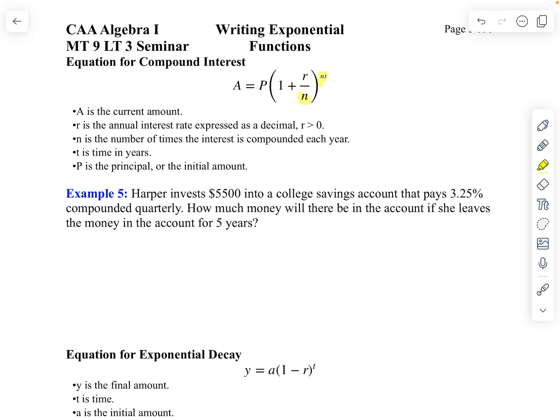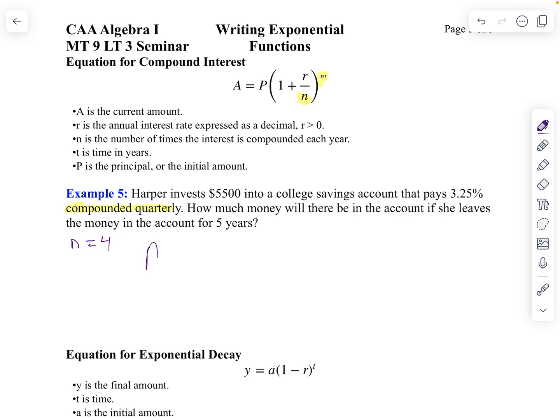So let's take a look at example 5 with Harper. Harper has $5,500 she earned over a summer job, and she finds a savings account that pays 3.25% compounded quarterly. Quarterly means n is going to be our 4 then, isn't it? Because it's 4 times a year. I want to know how much money is going to be in her account if she leaves the money in the account for 5 years.